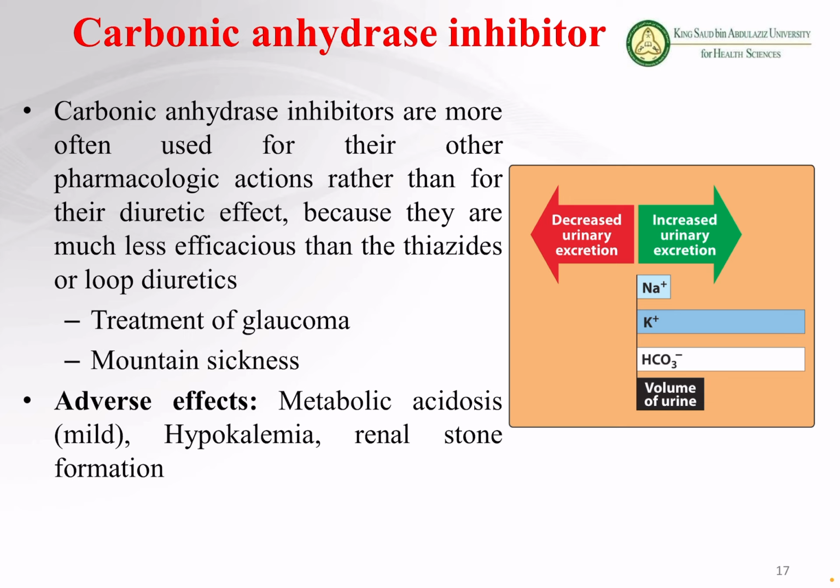So we use this for the treatment of glaucoma. Carbonic anhydrase inhibitors are more often used for their other pharmacological actions rather than for their diuretic effect, because they are much less efficacious than the thiazide or the loop diuretic. Now, in short, we say thiazide is the preferred choice for treating hypertensive patients. Loop diuretic is the preferred choice for treating edema. And I also told you that we prefer loop diuretic in those patients who have a decreased production of urine.